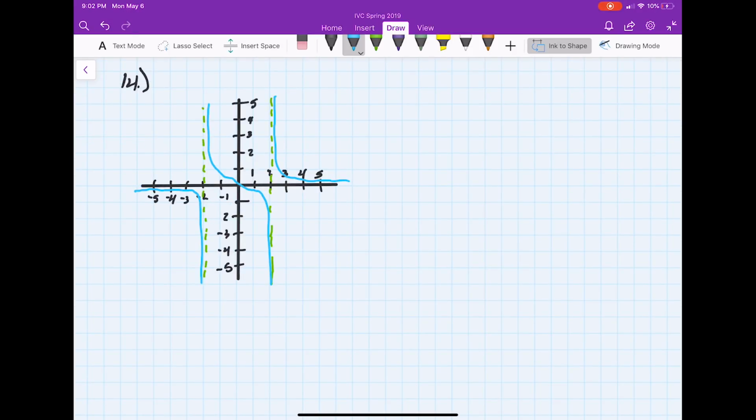Number 14. This one gives us a little bit more of a curveball. The domain is going to have two asymptotes. So x such that x cannot equal this -2 and this 2. So I'll write that as x cannot equal -2 or x cannot equal 2. It cannot equal either of those. So really I guess I should have put and.